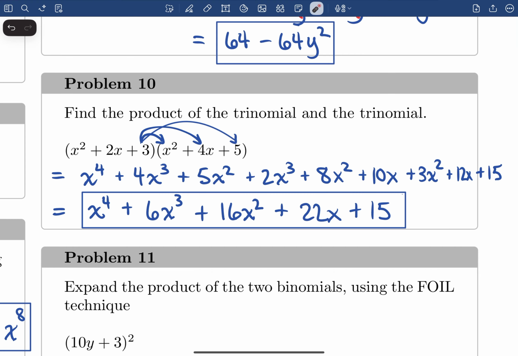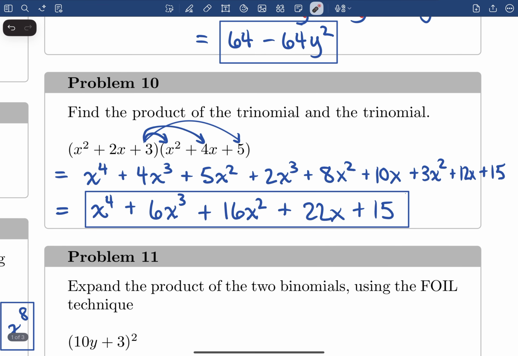Okay, so remember, as you multiply a trinomial by a trinomial, it will result in 9 terms. Okay, and those 9 terms sometimes can be combined together as like terms. Look for the same variable with the same power to make sure that they are like terms.